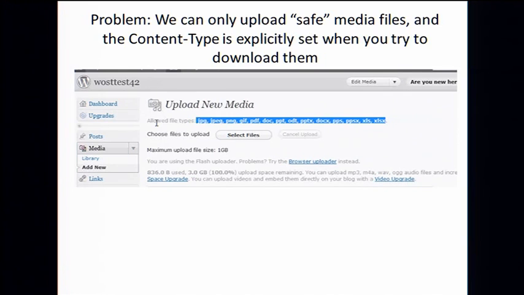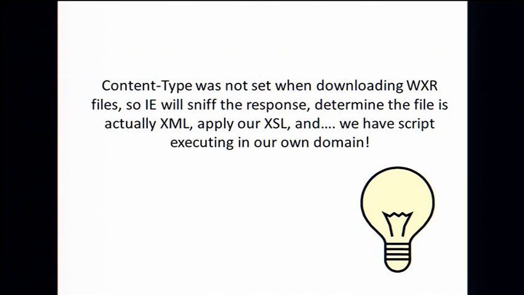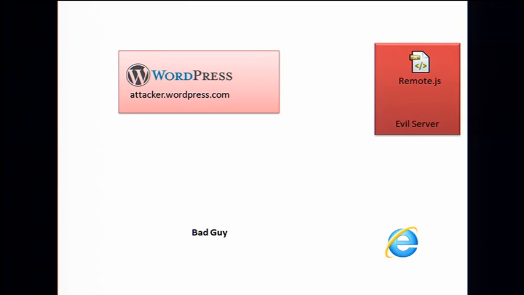But we can upload an XSL file. There's another feature in WordPress that lets you import and download your old WordPress blog in XML format. This is a WXR file, and with this, the content type is actually not set. So you might get script with this, but they do validate that the input is well-formed XML, so there's another hurdle there. But the content type is not set with the WXR file, so if we can use the JPEG file as an XSL file to transform the WXR file, then we can get script executing in our own domain, okay?